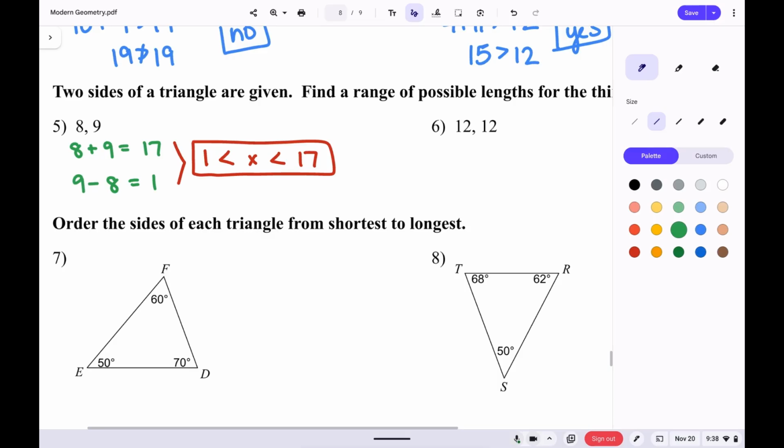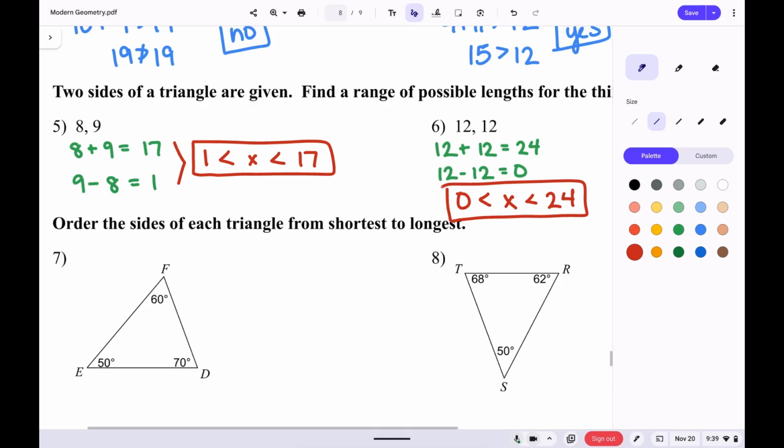So what'd you get when you added them? 24. And when you subtracted? 0. So how would you guys write the inequality here? What goes first? 0. And then less than X. Perfect. That's how we want to. 2 less things. It will always be 2 less than signs. Yep, that'll never change.